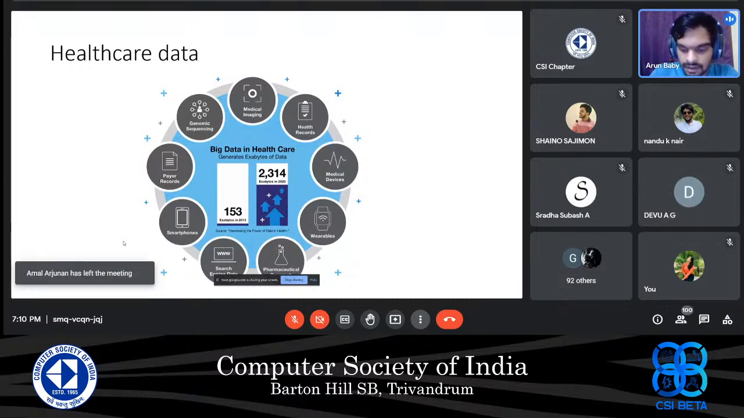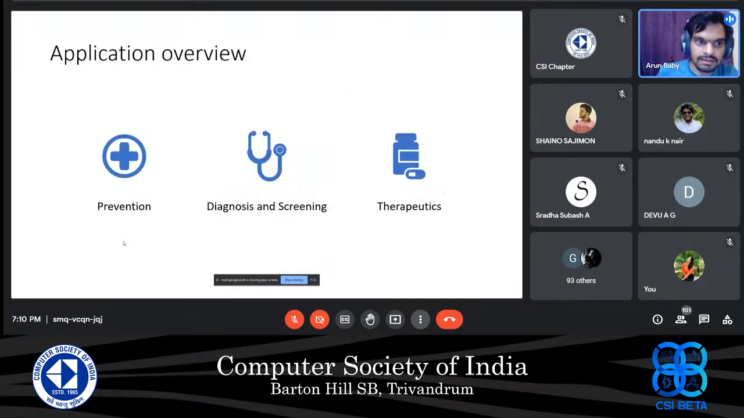Then we have molecular research data from pharmaceutical research, which is really helpful for drug discovery and creating new kinds of medicines that have really low side effects. This is the data that is present in the healthcare ecosystem.